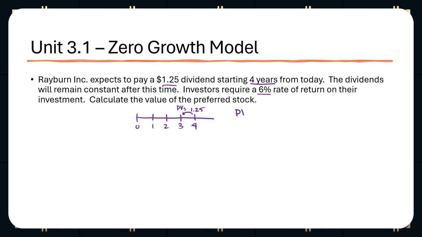The first step is to find the value of the preferred shares at the end of year 3. That's because we're using the dividend at 4, which happens to be $1.25. There are no other dividends on this timeline. Please keep that in mind. And then we're going to divide that by the 6%. That will be representative of the price of the stock at the end of year 3. So to find the price today, we have to take that answer, whatever that value is, and we have to discount it back exactly 3 periods at the required rate of return of 6%.